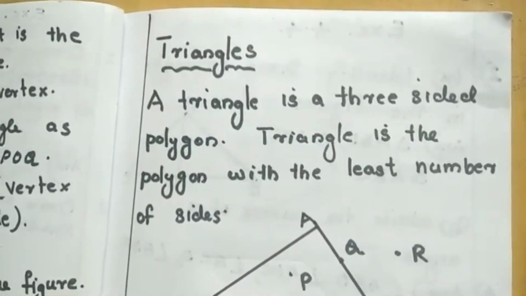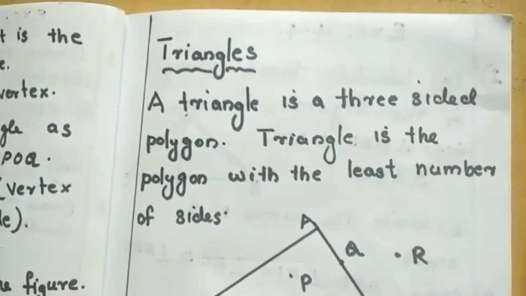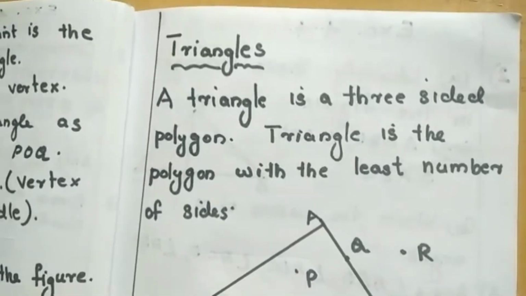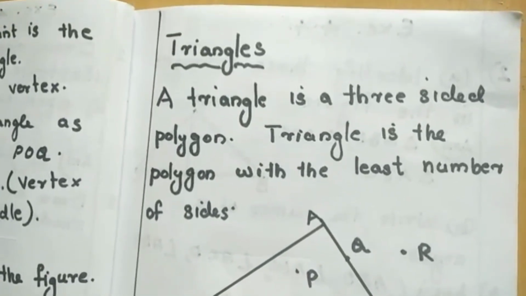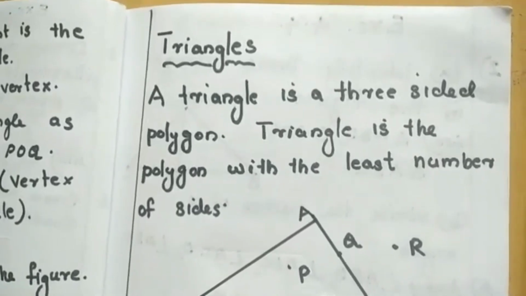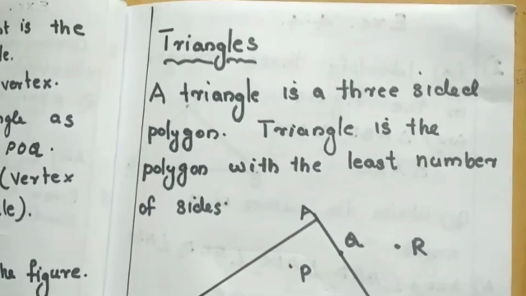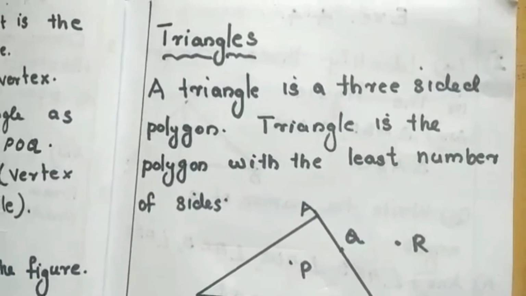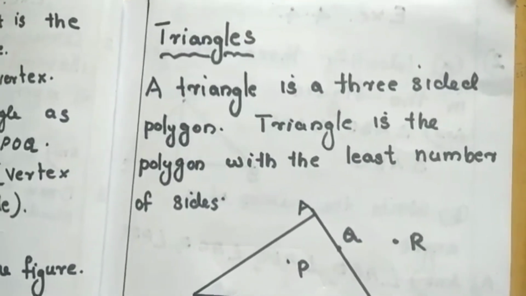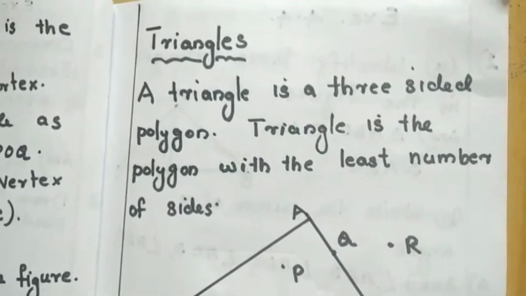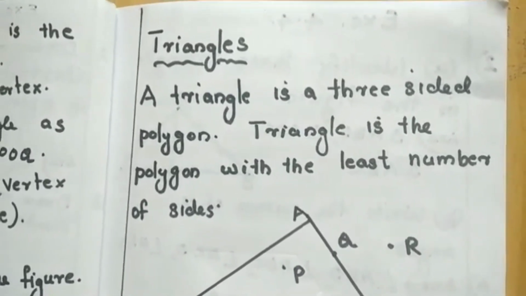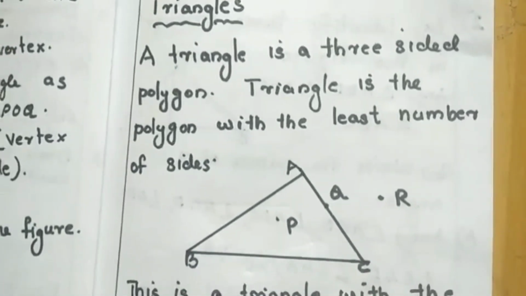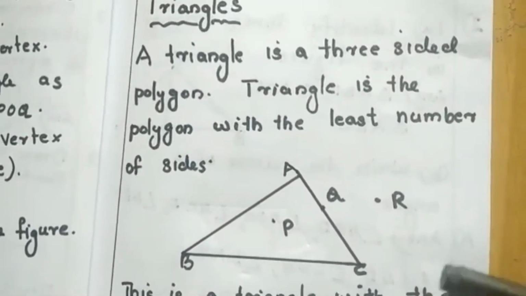Triangle means it is a 3-sided polygon. Tri means 3. So, a triangle is the polygon with the least number of sides. Why? Because we can't design a polygon with 2 sides. With 2 sides, we can't draw a polygon, because if it is 2 sides, it will not be closed. So, a triangle is the polygon with the least number of sides. You understood? A triangle has 3 sides. Therefore, it has 3 angles also.